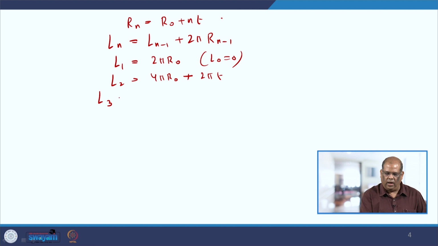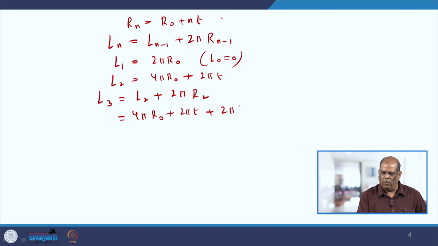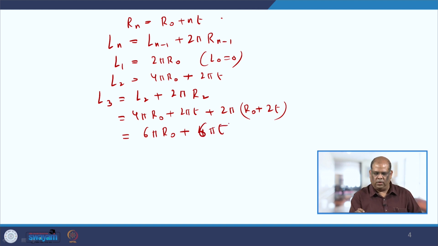Similarly, L3 will be L2 plus 2 pi r2. L2 is 4 pi r0 plus 2 pi t, plus 2 pi, and r2 is r0 plus 2t. So I get 6 pi r0 plus 6 pi t. Now, let us see the pattern.